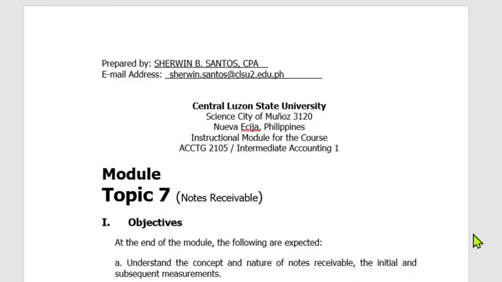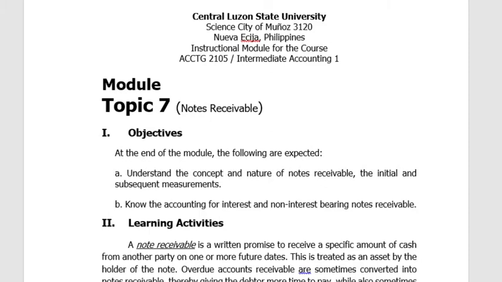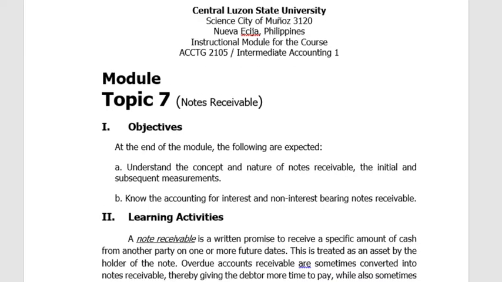Welcome to the discussion on Module 7, Notes Receivable. So, kanina diniscuss natin yung estimation of doubtful accounts. So, now let's proceed with Notes Receivable. So, at the end of the module, we'll be able to understand the concept of Notes Receivable, initial and subsequent measurements, and know the interest and non-interest bearing Notes Receivable at kung paano siya tinitreat.